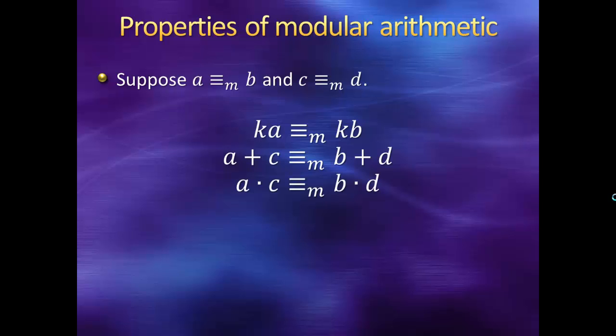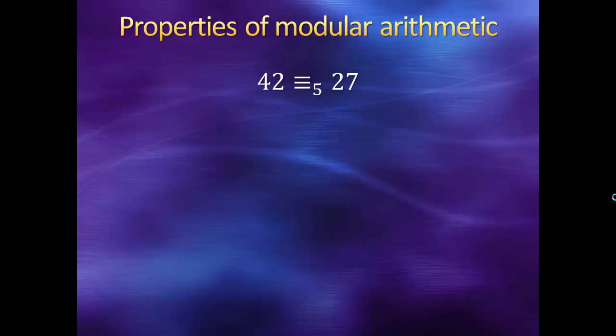Third, in the same situation, we can also multiply the two left sides by the two right sides. a times c is congruent to b times d mod m. Finally, we can easily modify the third property a bit to talk about powers. If a is congruent to b mod m, then a to the n is congruent to b to the n mod m for any non-negative integer n. Let's look at some examples to see how this is true.